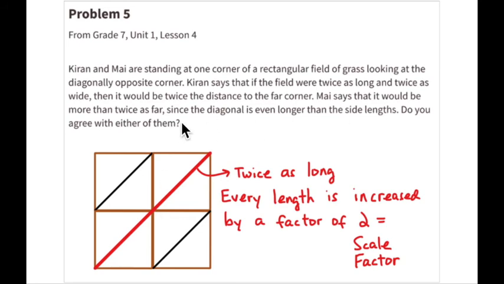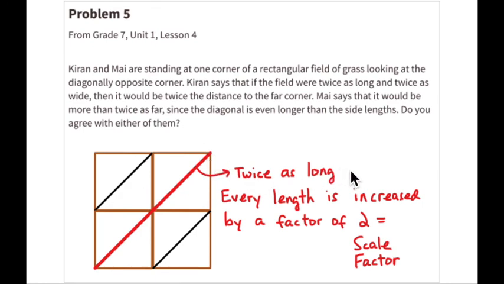May says that it would be more than twice as far, since the diagonal is even longer than one of the sides. So which one is correct if either of them are correct? Well, if I made the field twice as long, so I doubled the length going this way, and I doubled the width going this way, notice what happens to the diagonal. The diagonal is also twice as long. It's 2 of these squares now. So it's the diagonal of 2 of these squares that are next to each other. So the diagonal is twice as long.